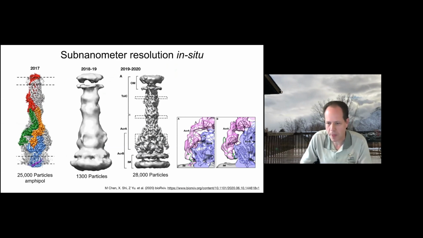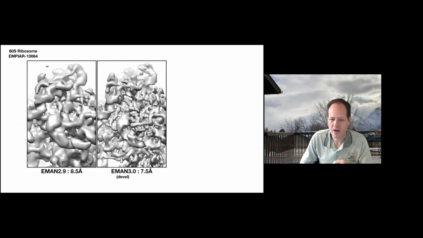Just very quickly, one other quick little example. This is from one of the standard data sets that everyone uses for testing. This is the ADS ribosome, EMPIAR 10064. You can see this is what we got with EMAN 2.9. We've actually made a few further little tweaks to make some of the things that were done in M available in EMAN2.